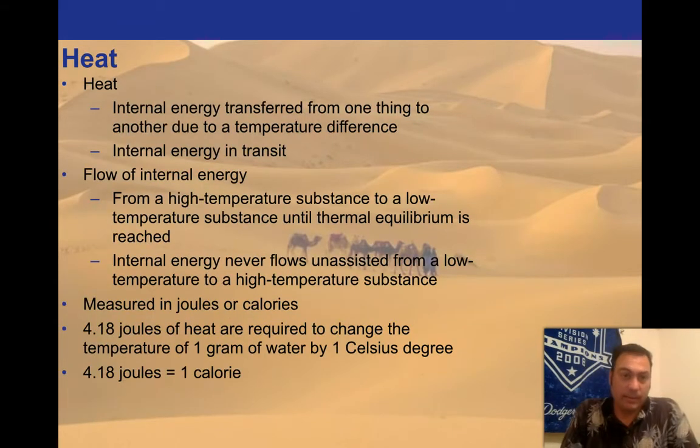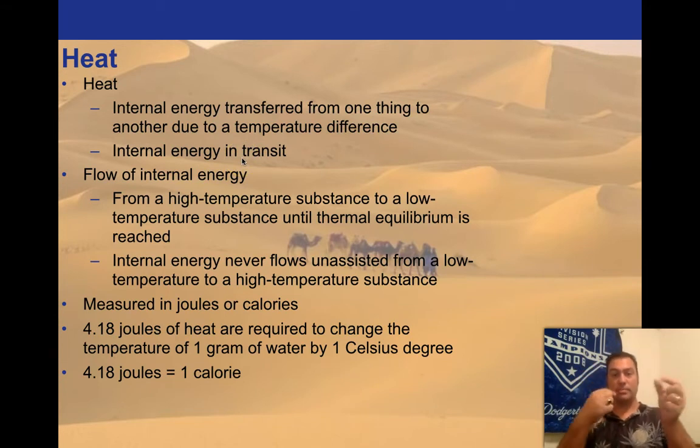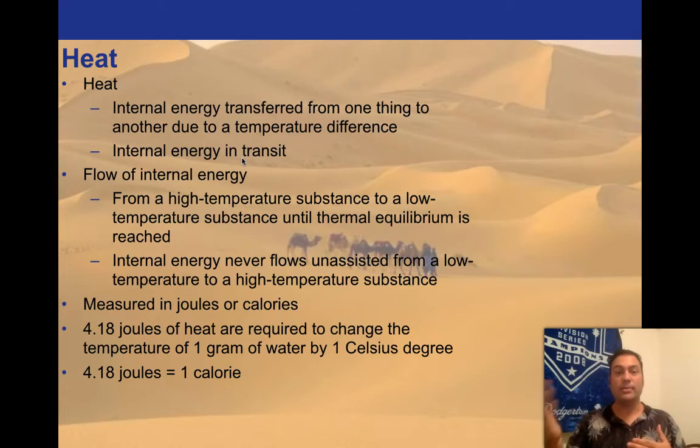So heat, right? What is heat? Heat is internal energy transferred from one thing to another due to temperature difference. All right. So this is internal energy in transit. So those vibrating molecules are running into other molecules and making those vibrate, and it's that vibration then spreads throughout a system. That is heat. That's internal energy. It's a transference of energy.